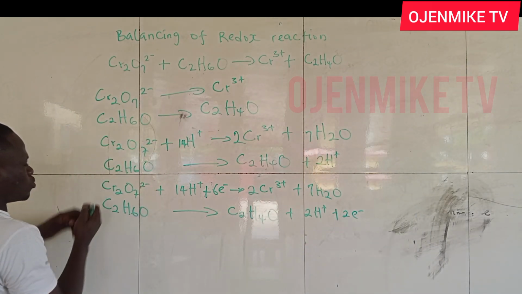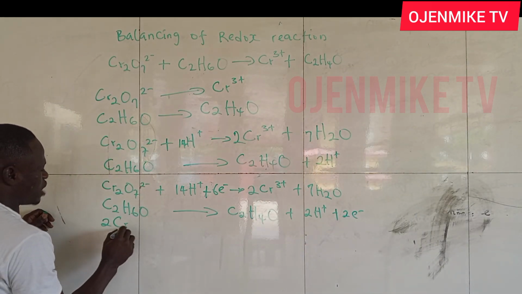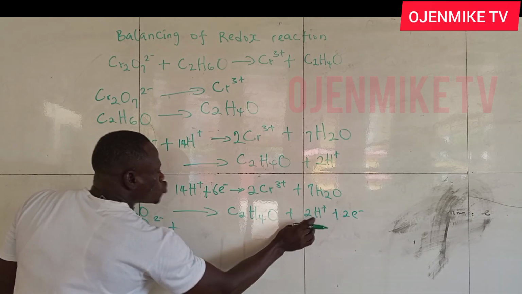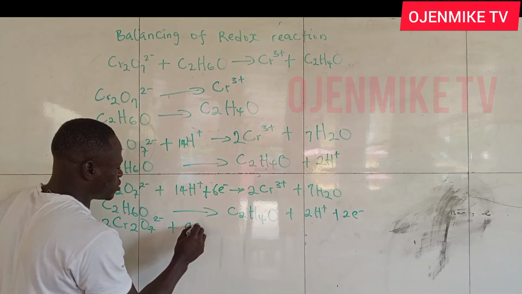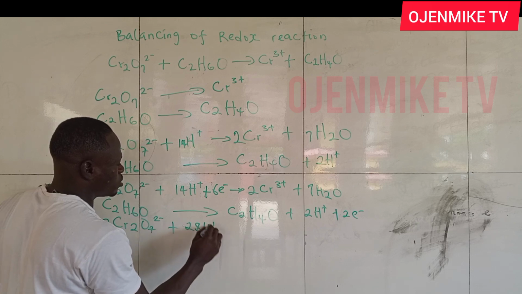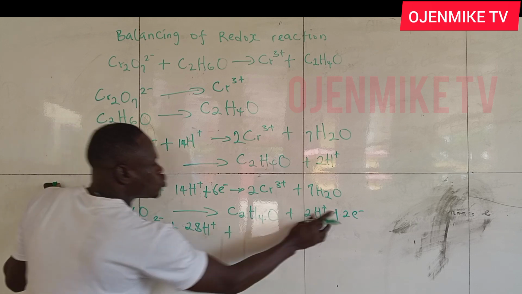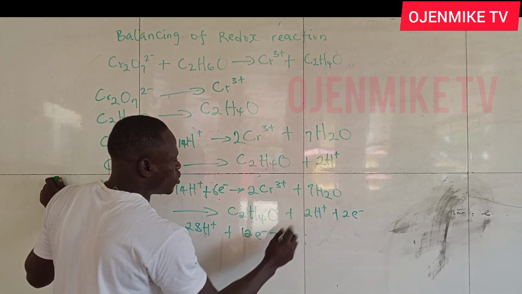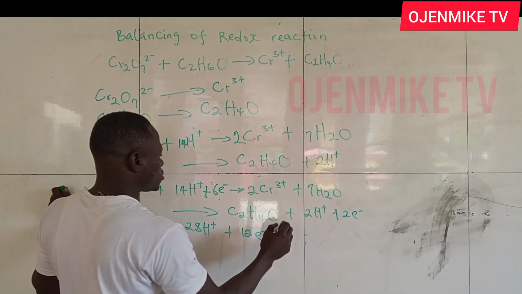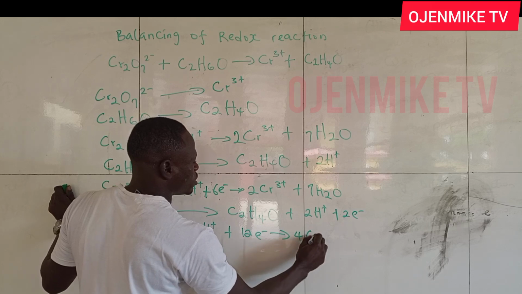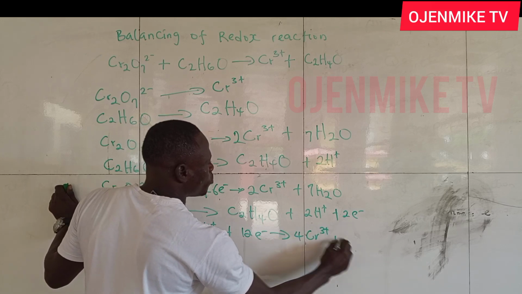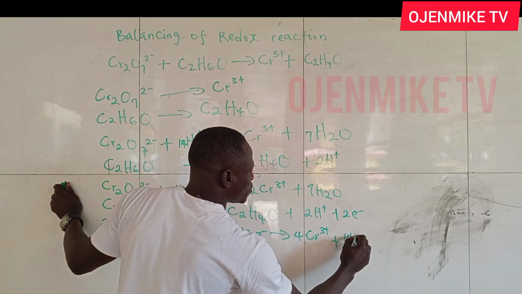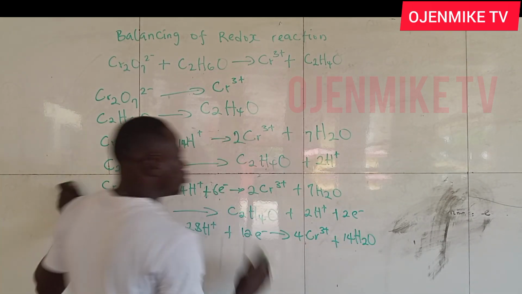2 times this will give us 2Cr2O7 2 minus plus 2 times 14 will give us 28H plus, 2 times 6 will give us 12 electrons. 2 times 2 will give us 4Cr3 plus. 2 times 7 will give us 14H2O. You have balanced that one.